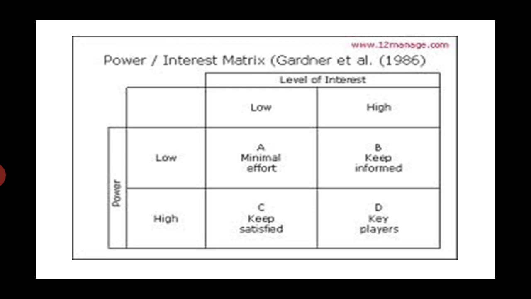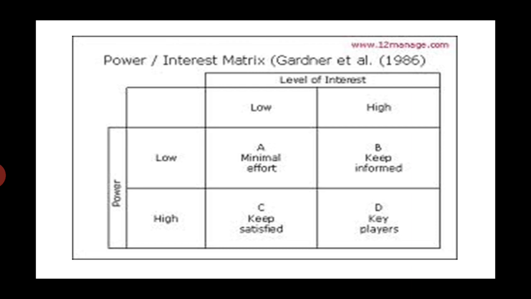B has low power but high interest. High interest and easy to deal with. Is it customers, shareholders, or employees? Come on, think of it and tell me. And write it on the slide. Then check with me. Easiest to deal with. Keep informed. As an organization, we should update them with all the things.